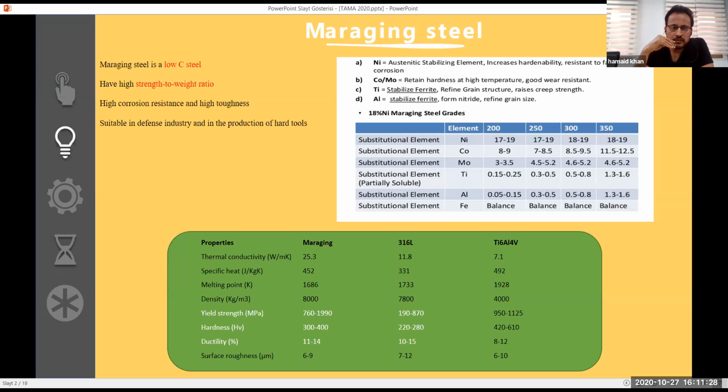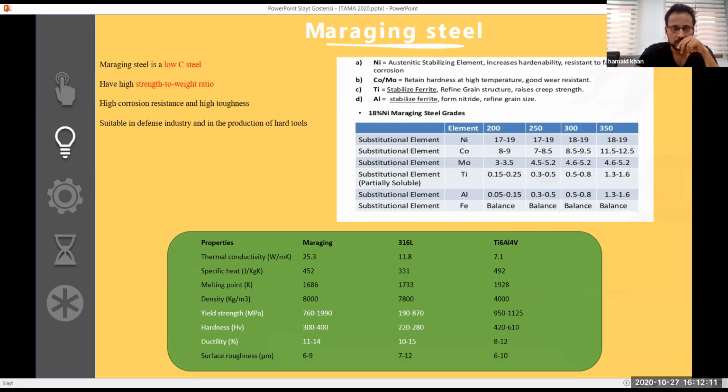Their applications are mostly in defense industries and in the production of hard tools. As you can see at the bottom of the screen, Maraging steel is compared to 316L and titanium 6 aluminum 4 vanadium alloys, all of them prepared using the additive manufacturing process. There is a strong difference in their properties, in their hardness, ductility, and all that. So that's why Maraging steels are very commonly used these days. However, compared to other materials where other manufacturing variants have been used in the production of these alloys, Maraging steel is only being utilized using laser powder-based fabrication, specifically using the laser.